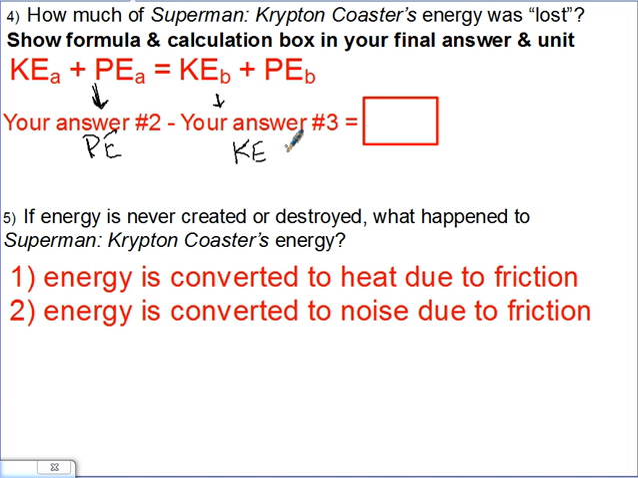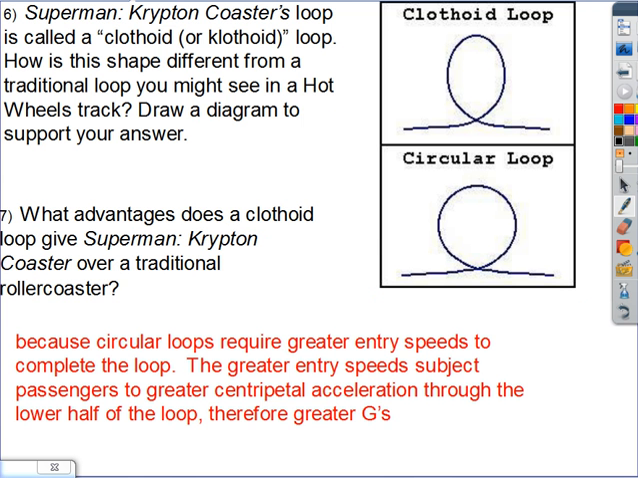And where is that energy lost? It is lost in the conversion to heat, so that's from friction, and the conversion to noise due to friction. They're both due to friction between the tracks and the wheels of the coaster. But it's heat and noise. Alright, moving on to the next one.